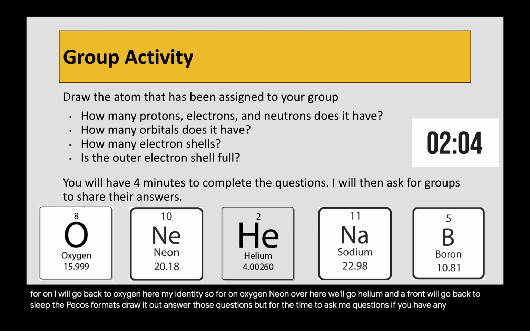I would start by putting in one electron in each orbital, and then as you add more, add them in pairs. Yes, that's very good.